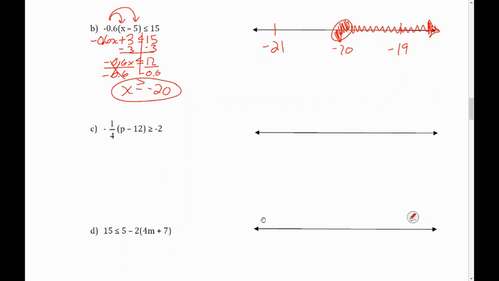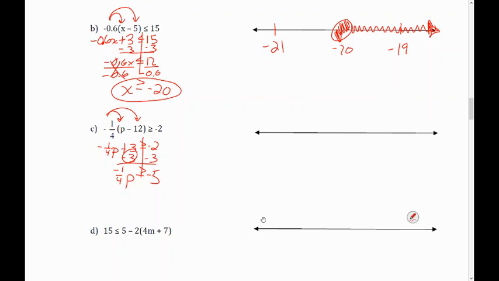Okay, C, again, distributing the parenthesis to each term inside of the parenthesis. So we get negative 1/4 of P plus 3, which is greater than or equal to negative 2. We're ready to solve since there's not like terms on each side. We subtract 3. We bring down the negative 1/4 of P, which is greater than or equal to negative 5.